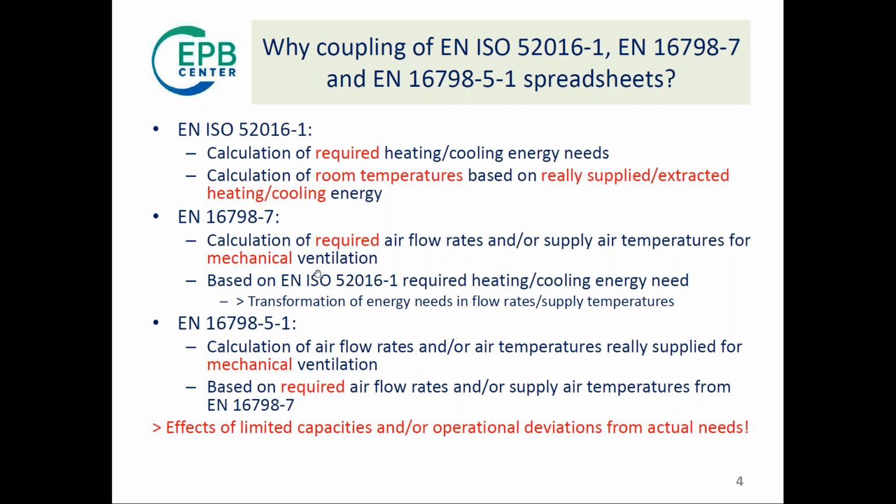So the mechanical ventilation standard actually transforms the energy needs from the former standard into flow rates or into supply temperatures, depending on the type of control that we choose. I'm coming back to that. And then finally, EN 16798-51 calculates the airflow rates and the air temperatures really supplied for this mechanical ventilation, based on the required flow rates and/or supply temperatures that the previous standard has calculated. And what we show here is also the effect of limited capacities or of operational deviations from the actual needs.